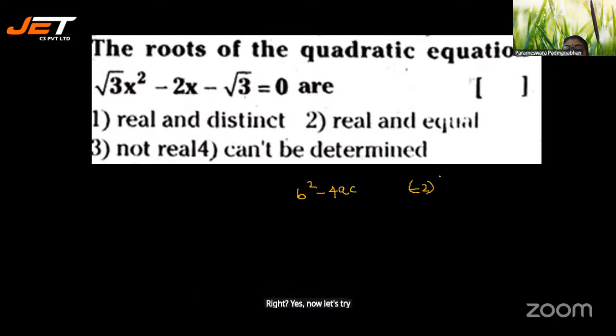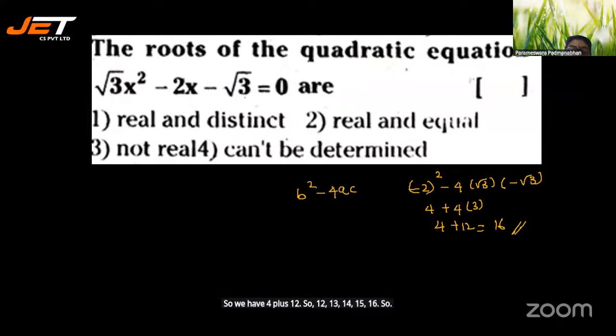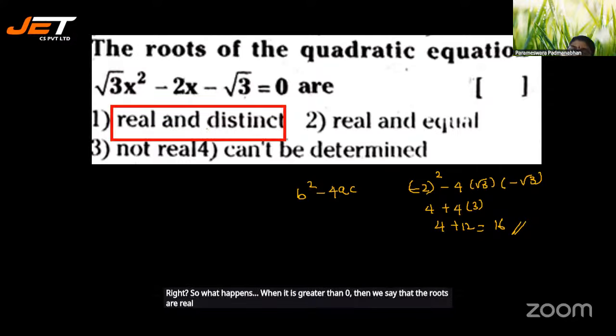B square is minus 2 square minus 4 into A into C. C is this. So 4 minus into minus plus 4 into 3. Root 3 into root 3 will become 3. So we have 4 plus 12. So 12, 13, 14, 15, 16. So b square minus 4ac is greater than 0. Right? So what happens when it is greater than 0? Then we say that the roots are real and distinct.